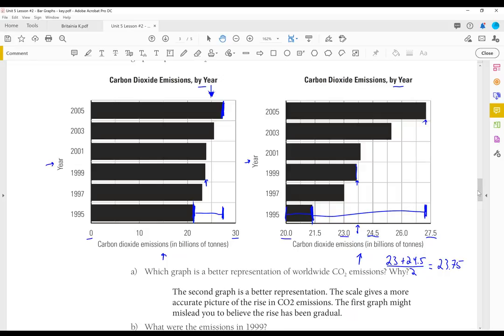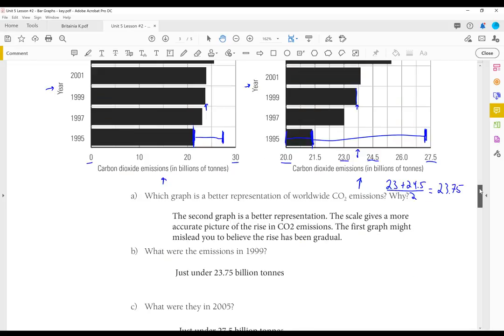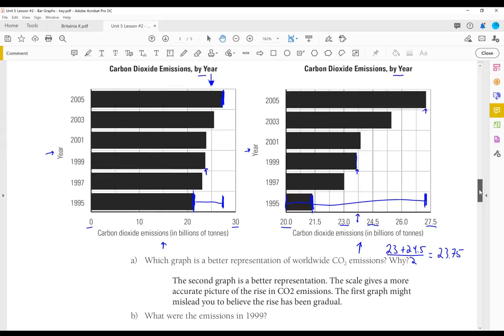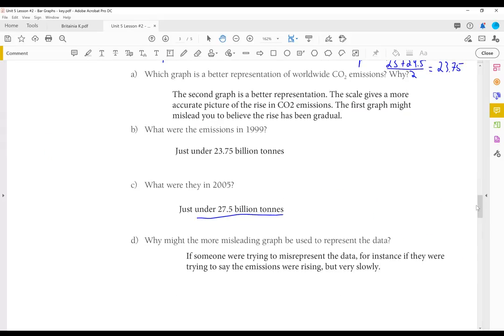If you use the first graph, you might be able to say that, look, carbon emissions aren't really rising that much. If you look at the second graph, you might be able to make the argument that carbon emissions are rising quite drastically. It kind of depends on what argument you want to make. And so all I'm saying to you is that when you're reading data, you really, really have to be careful about the data that you're reading. I hope that makes sense.